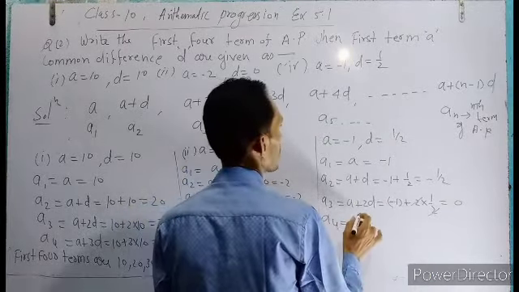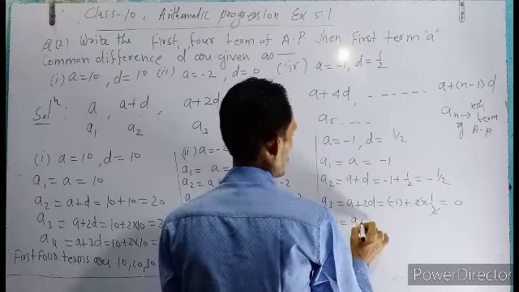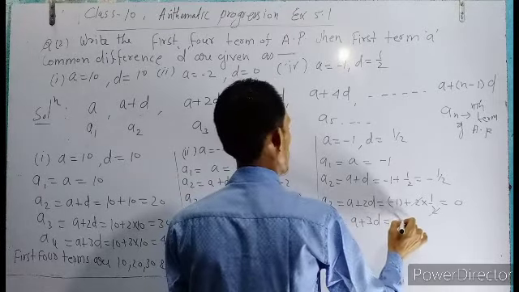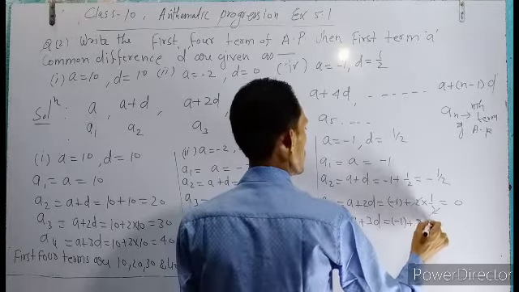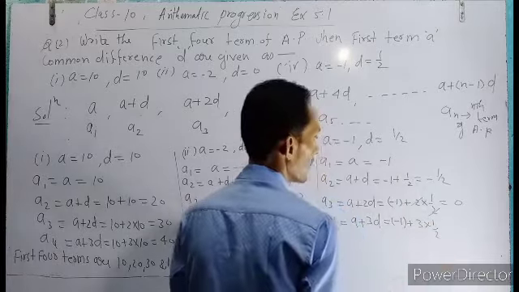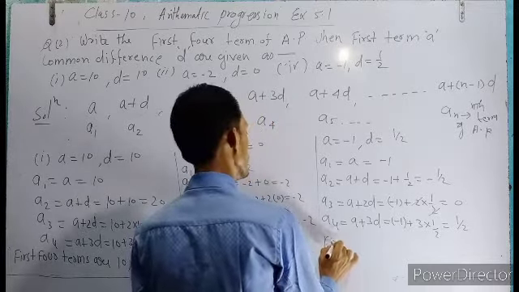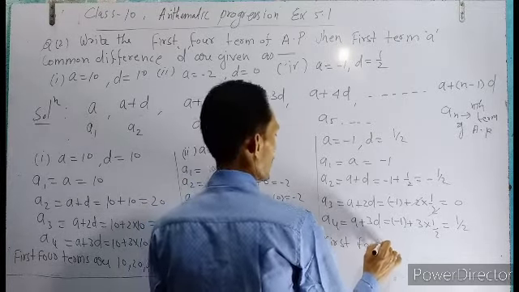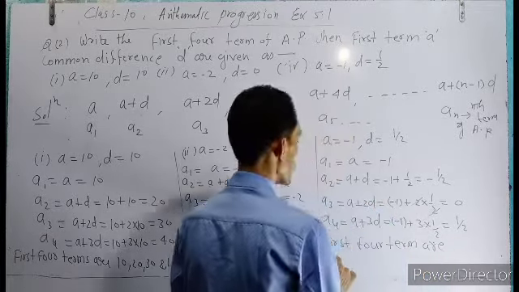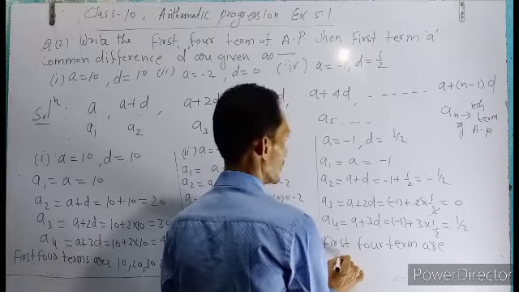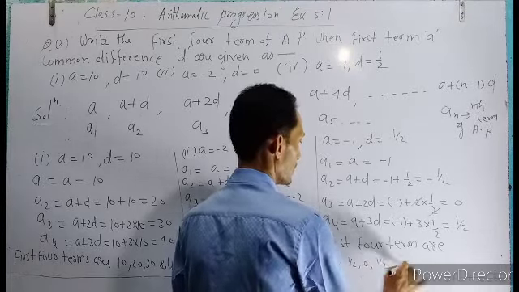a4, what is the value of a4? a4 is a plus 3d. a means minus 1, plus 3 into d, that is 1 by 2. 3 by 2 minus 1 means 1 by 2. So the first 4 terms are minus 1, minus 1 by 2, 0, and 1 by 2.